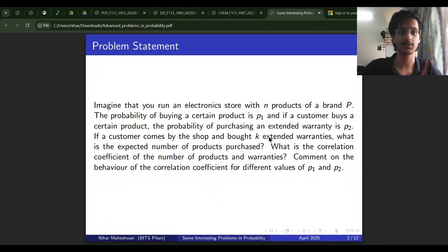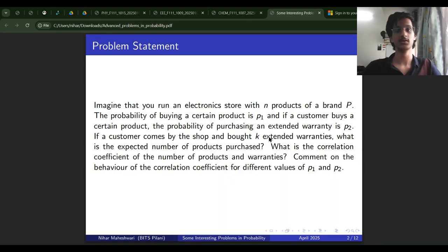You can read it yourself. I'll read it out loud. Imagine that you run an electronics store with n products of a brand P. The probability of buying a certain product is P sub 1, and if a customer buys a certain product, the probability of purchasing an extended warranty that's associated with that product is P sub 2. If a customer comes by the shop and bought K extended warranties, then what is the expected number of products purchased? What is the correlation coefficient between the number of products and warranties? Comment on the behavior of the correlation coefficient for different values of P sub 1 and P sub 2.